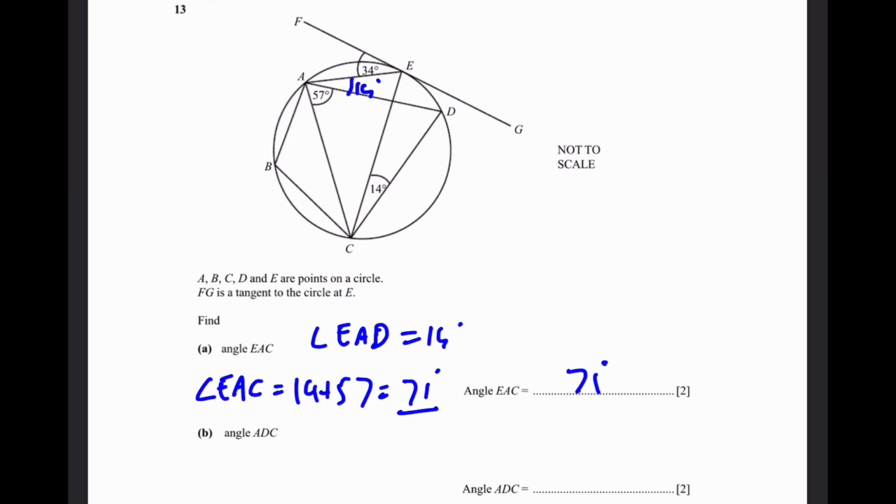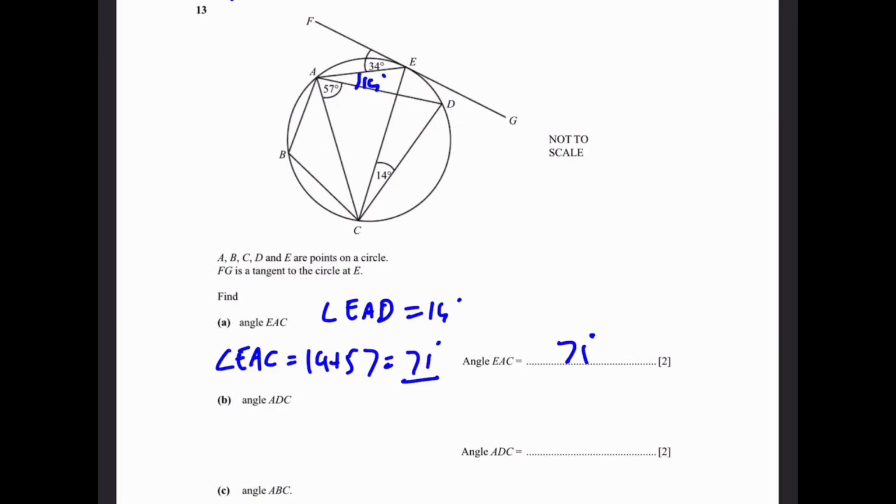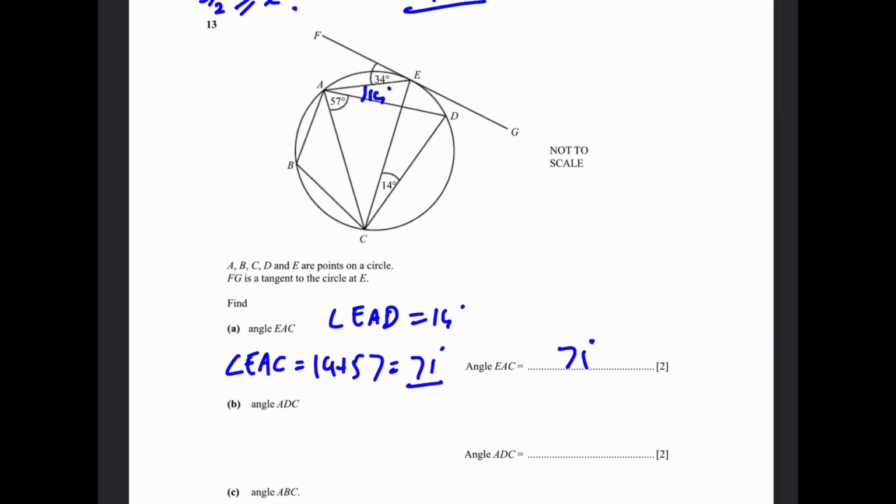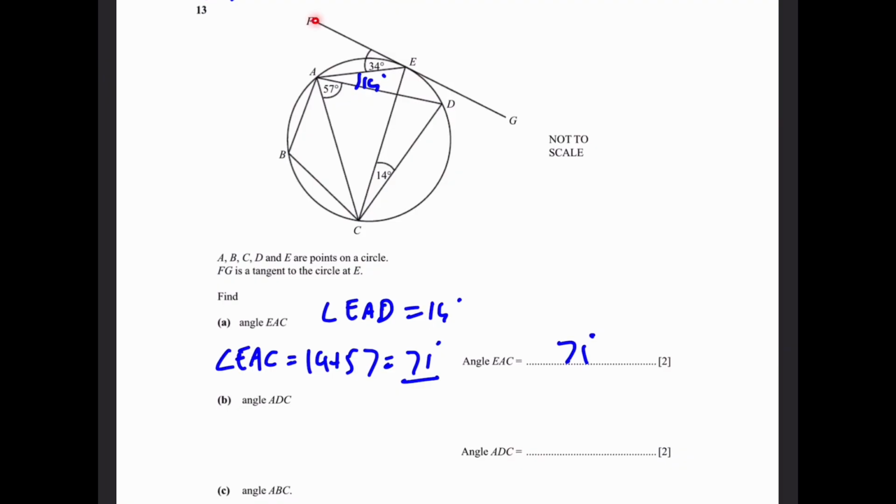Part B, angle ADC, this angle right here. Well, to find this is not very easy, but you need to visualize the alternate segment theorem inside this circle. How do we do that? We have the line FG, which is a tangent, and this angle, 34 degrees, is between a chord and the tangent, this angle. And this chord also forms an angle over here. It subtends an angle ACE. So this chord AE subtends this angle ACE.